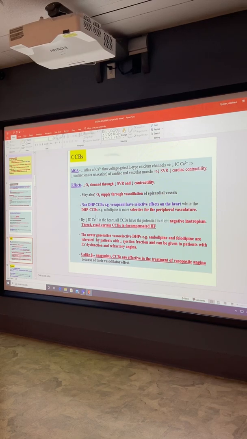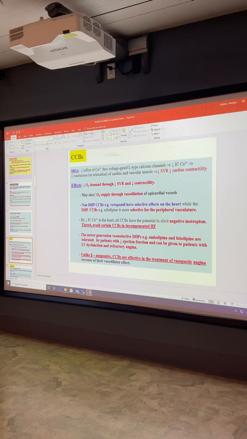Of course, you know the non-DHPs have selective effects on the heart, the DHPs on peripheral vasculature. Most of these ones have the potential to elicit negative inotropism. And because of that, certain of those CCBs have to be avoided in decompensated heart failure. But you have the newer generation ones that patients with heart failure can do well on. There are two of those, amlodipine and felodipine. These ones are well tolerated by patients that are classified as heart failure patients.